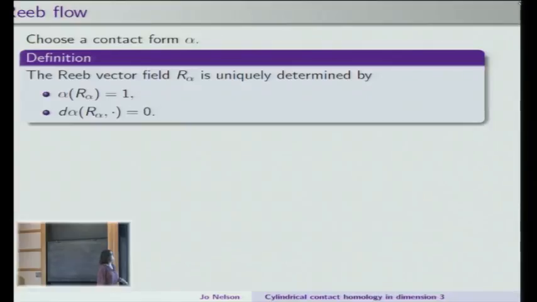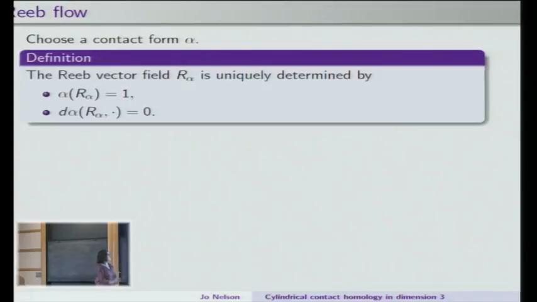And when we do have a contact form, we're going to be able to find something called the Reeb flow. The Reeb vector field is a vector field that's uniquely determined by these two equations. The first equation is some sort of normalization condition, and the second equation basically says that the Reeb vector field points in the unique null direction of the contact distribution, because if we remember, d alpha restricted to the contact distribution has to be non-degenerate, so there's going to be a direction in which it's 0, and that's going to be the Reeb direction.